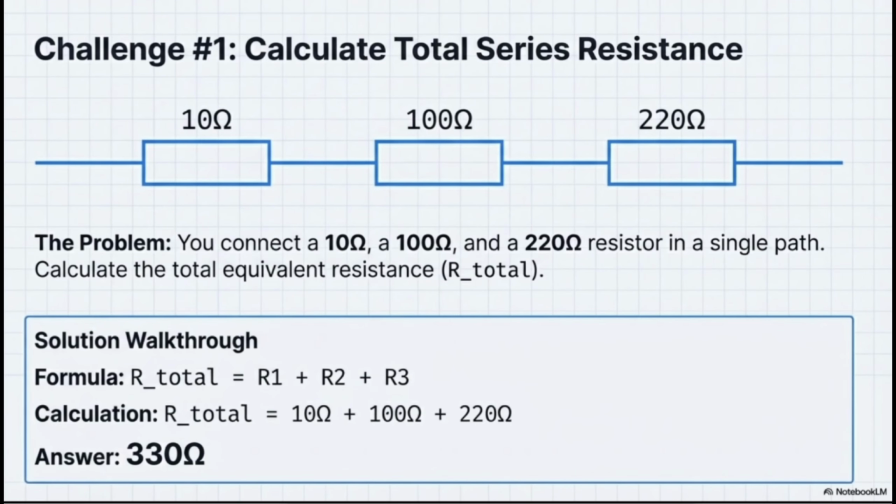So let's calculate the series resistor. At this point, I have 10, 100, and 220. How can I do that? Adding them up: 10 plus 100 plus 220. If you do that, you have 330. Is that right? Yes, because our total is going to be bigger than all of those numbers.